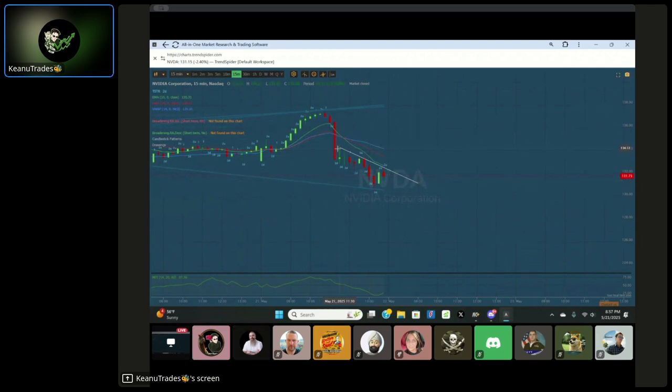Now here's your trend line. See what I'm saying here? Hit it, failed. Hit it, failed. Down, come up, hit it, failed. So now where's it going to go? To the other side of the range.